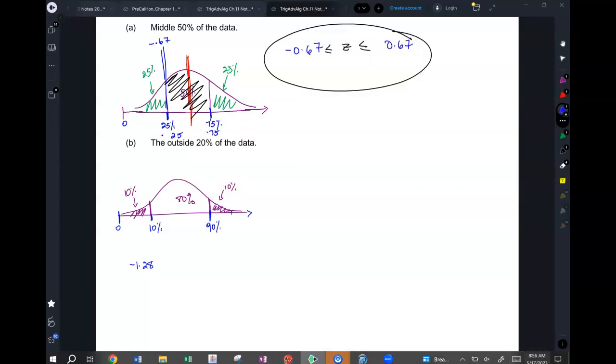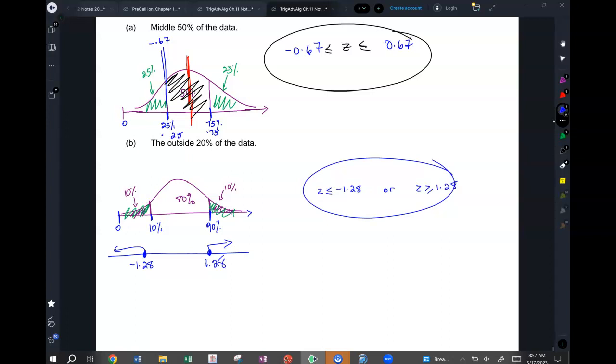Now, the region that I want is here and here. Do you see how this is different from the one above? Because the one above, the region that I wanted was in the black and it was bounded between these two. It was connected. Here, the region that I want is disconnected. It's like if I had a number line like this with an OR inequality. The regions are disconnected from each other. So the way we're going to write this is z is less than or equal to negative 1.28, or z is greater than or equal to positive 1.28.